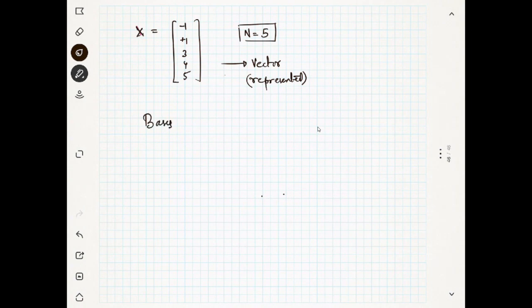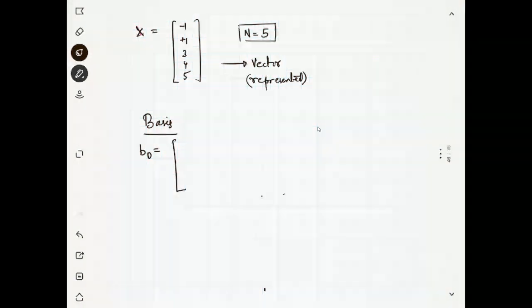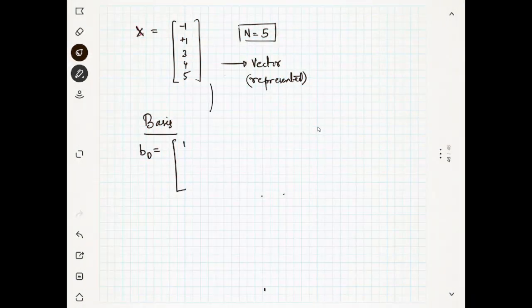You are familiar with this word from yesterday's lecture, basis. You remember? I'm going to define the basis. My first basis is B0. I'm going to define the basis like this for the above signal. For this signal, I'm taking this example.